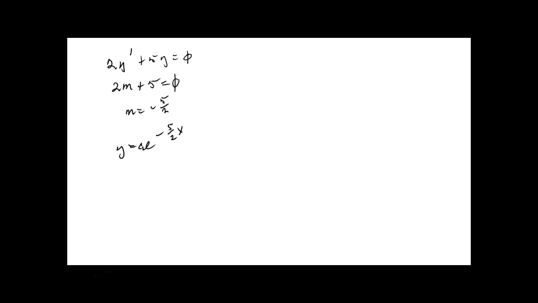And you can go back and plug it in. y prime is going to be minus 5 halves, e to the minus 5 halves x. So that would be 2 times minus 5 halves, so it's minus 5 times e to the minus 5 halves x, plus 5 times, C1's there, but 2, e to the minus 5 halves x, and that adds to 0. So that works. Okay. And that's a general solution on the interval from minus infinity to infinity.